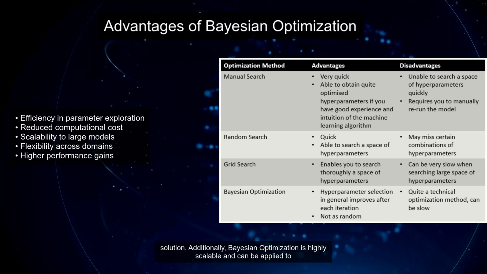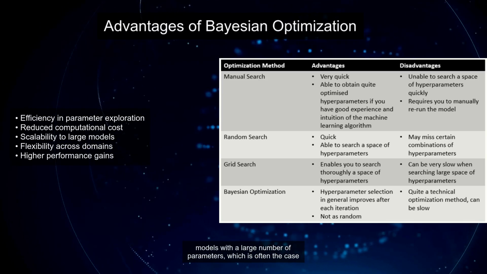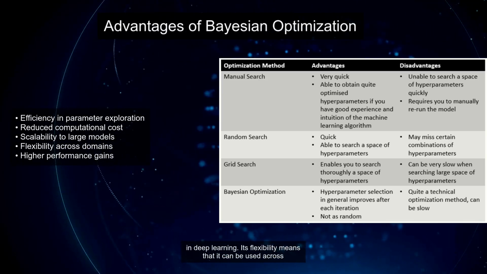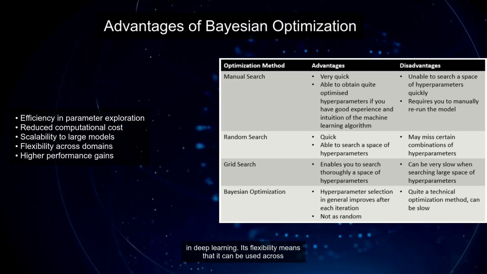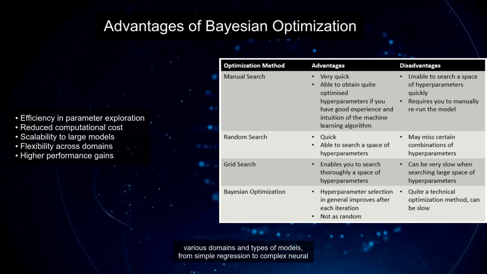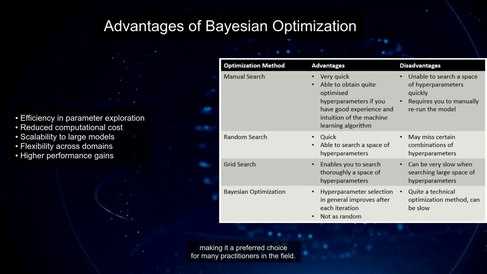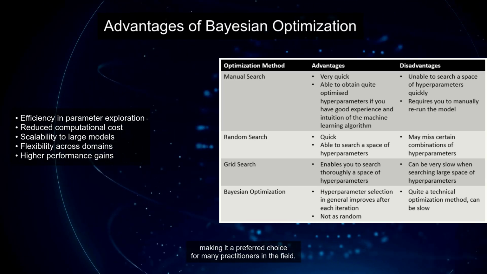Additionally, Bayesian optimization is highly scalable and can be applied to models with a large number of parameters, which is often the case in deep learning. Its flexibility means that it can be used across various domains and types of models, from simple regression to complex neural networks. Overall, the performance gains achieved through Bayesian optimization can be substantial, making it a preferred choice for many practitioners in the field.